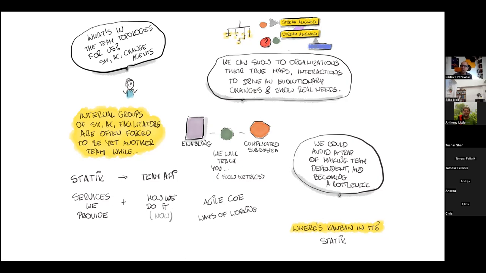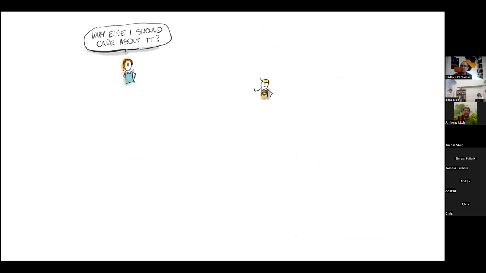Okay, so why else should I care about Team Topologies? And this is the last slide. Have you ever seen a marketing team on the SAFe poster? Or customer support? Or recruitment? Has anyone seen it? I'm not going to show you the SAFe poster now.